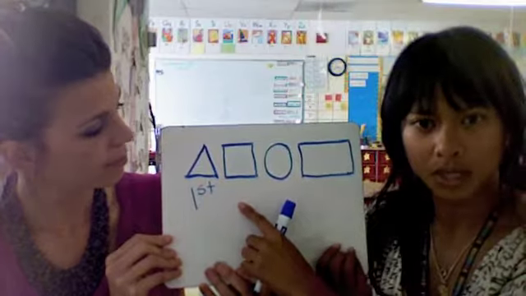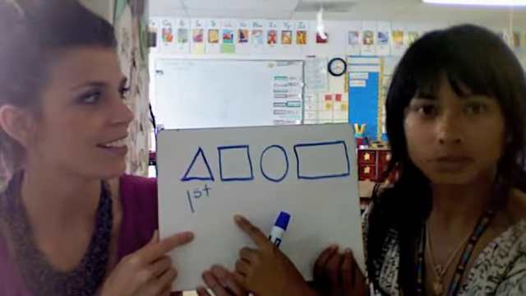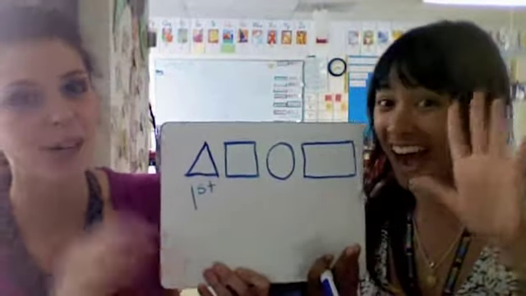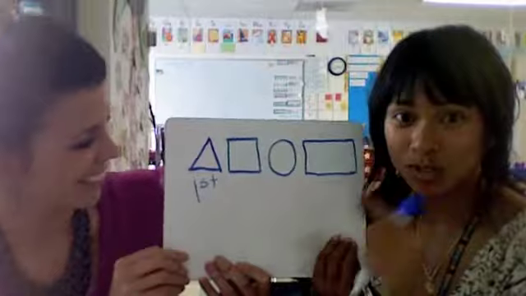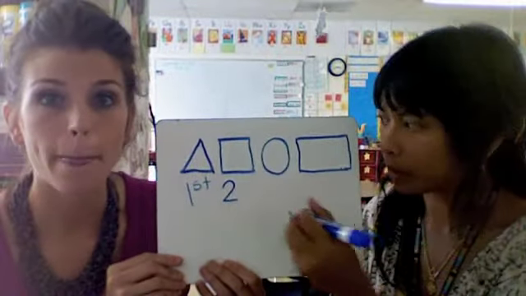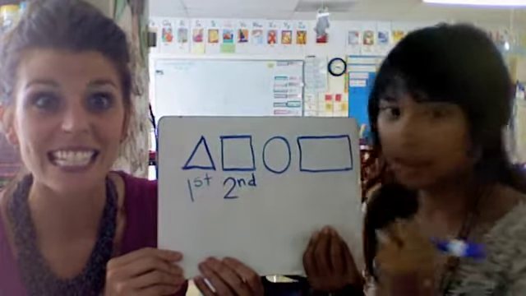So what would this be? First. What did you say? Did you say second? You got it. High five. You're working hard. So second, that's a 2. Make sure your 2 is facing the right way too. Second. N-D. There you go.